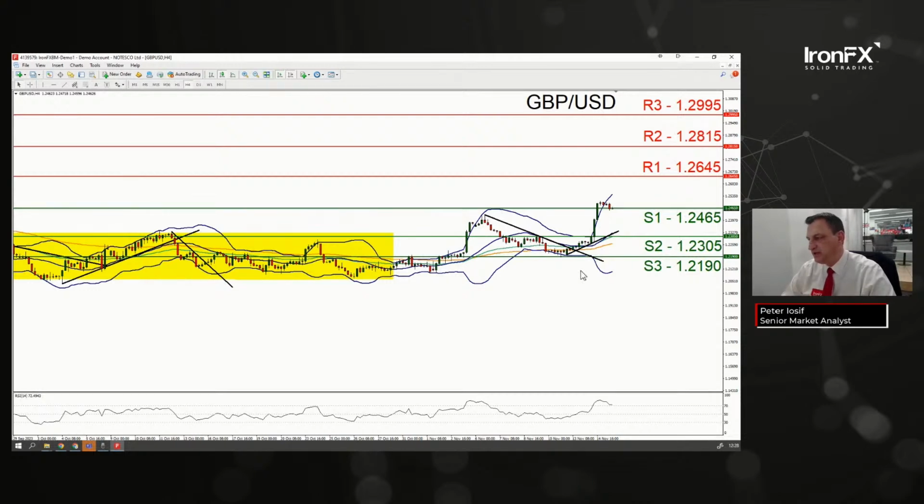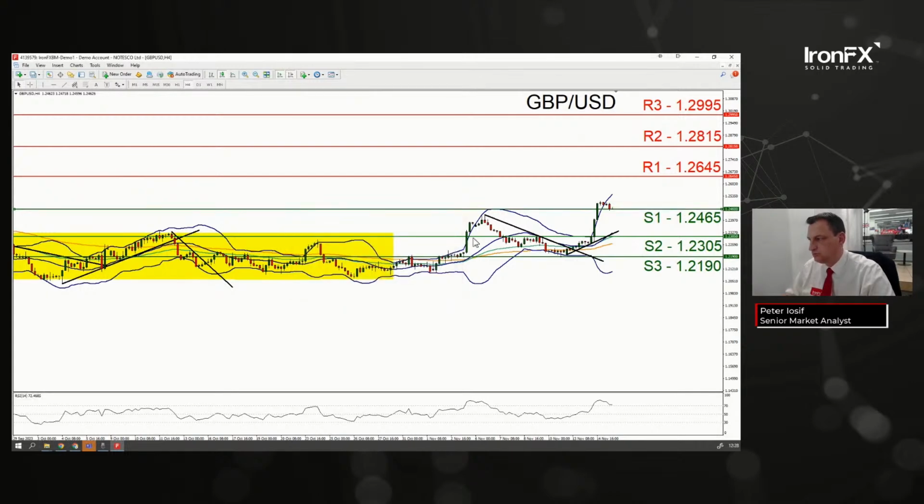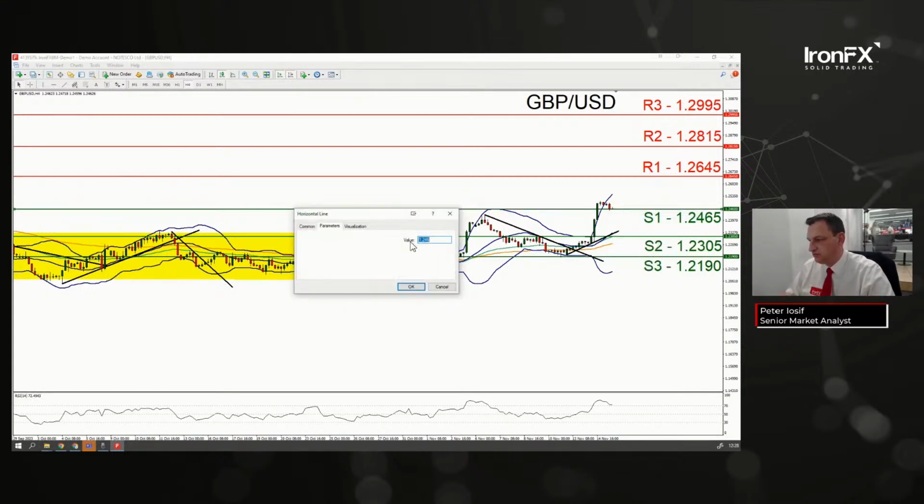For the time being, cable is now testing the S1 1.2465. You can see how it has lowered slightly below it. And actually, that would allow us to lower the S1 to 1.2460, even lower 55.